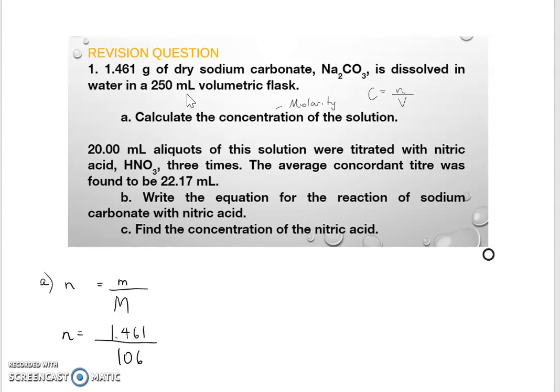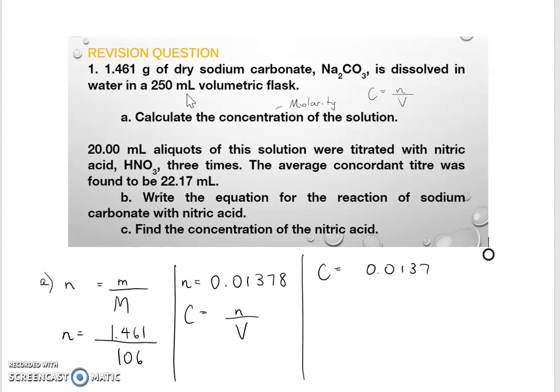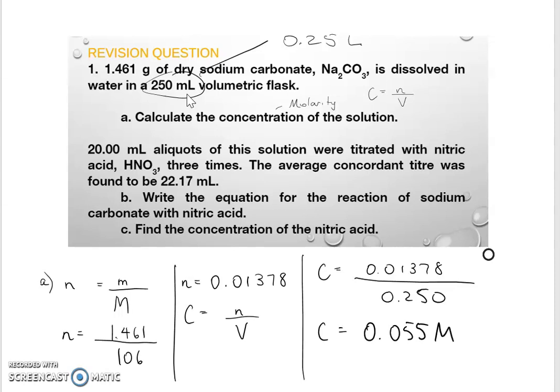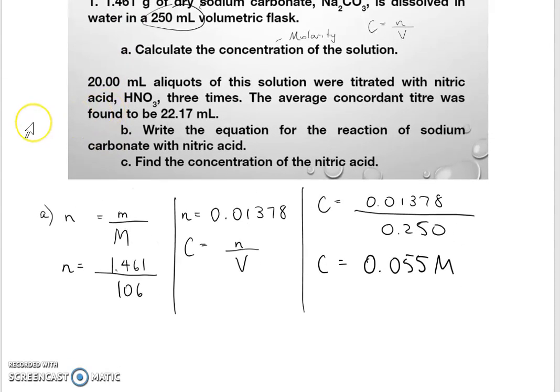So 1.461 divided by 106 is 0.01378. And then we have to calculate the concentration. So we've got our mole value and our litre value. This converted to litres is 0.25 litres, so that's my value there. And so this has to be divided by 0.25, 0.055 molar. There we go, that's the concentration.